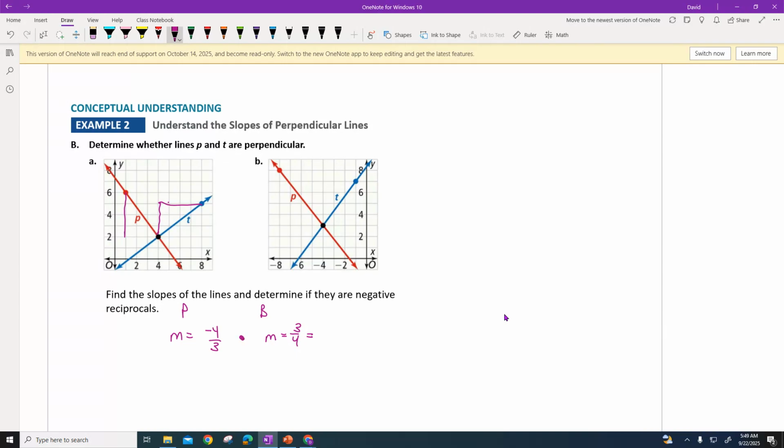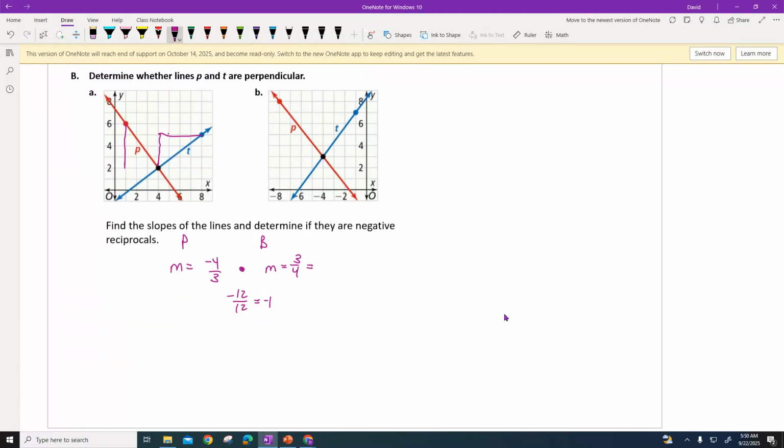Now if I multiply these guys, do they really equal -1? -4 times 3 is a -12. 3 times 4 is 12. It equals -1. So, yep, these guys are perpendicular.